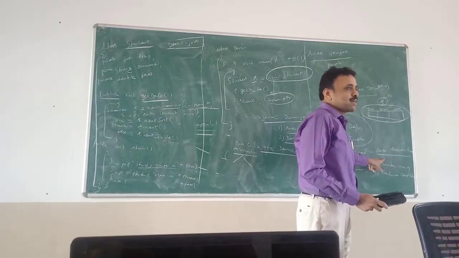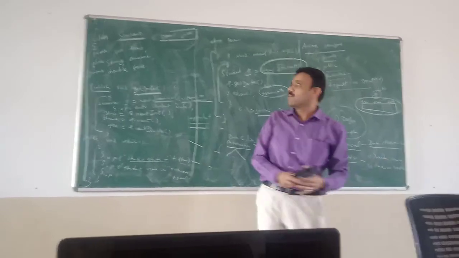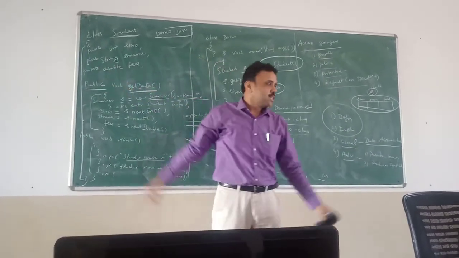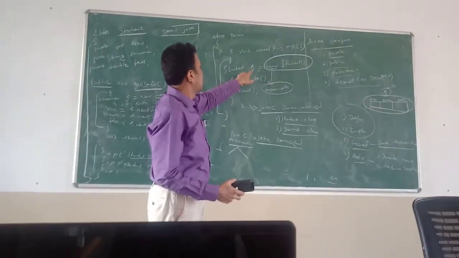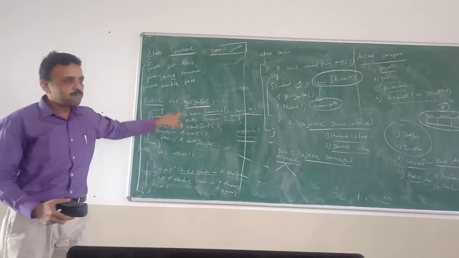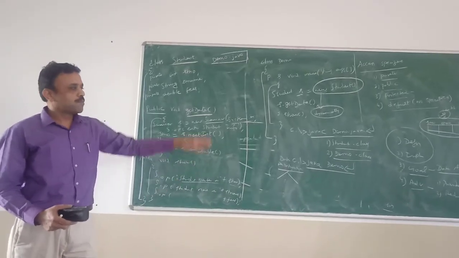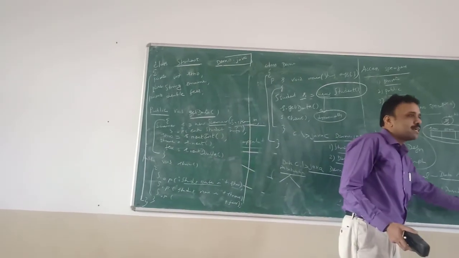So what is the advantage of data abstraction? To provide security, as I already told you, by giving access specifiers. You are not allowing this programmer to do whatever operation he wants other than this. So that means you are providing security. And another advantage is that it reduces the complexity.